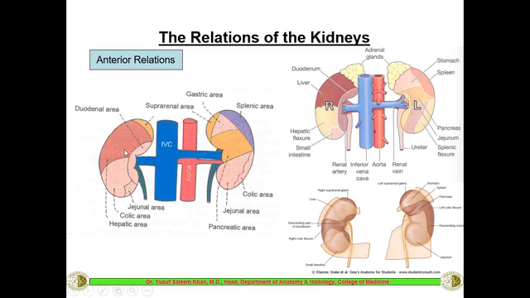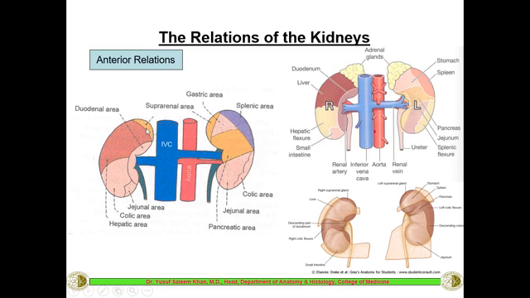Then below the liver will be the colon, as well as part of the small intestine, the large intestine as well as the small intestine. So this is the area which is in relation to the colon, and some of the coils of the intestine will be present here. This is especially the jejunum. After the duodenum, here will be the jejunal part of the small intestine, which will be in relation. So these are some of the relations of the right kidney.